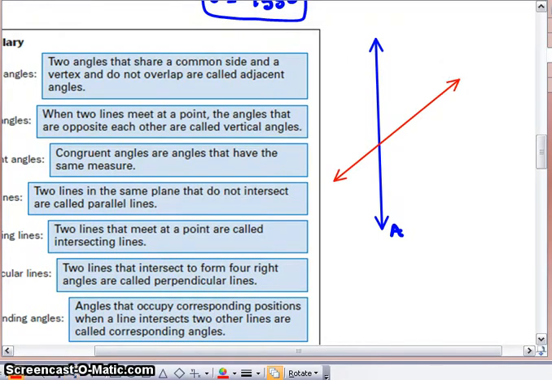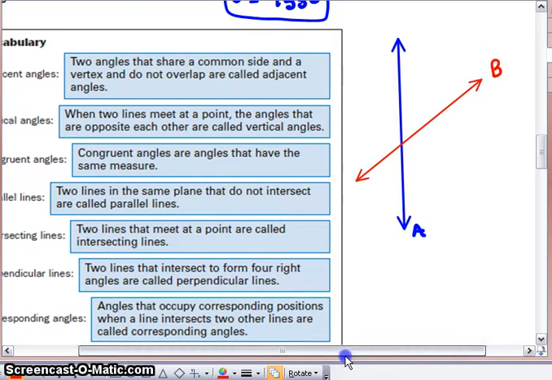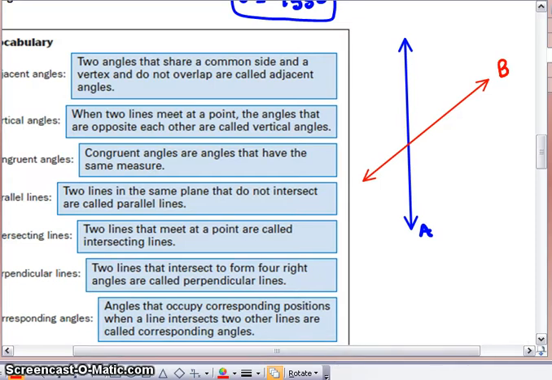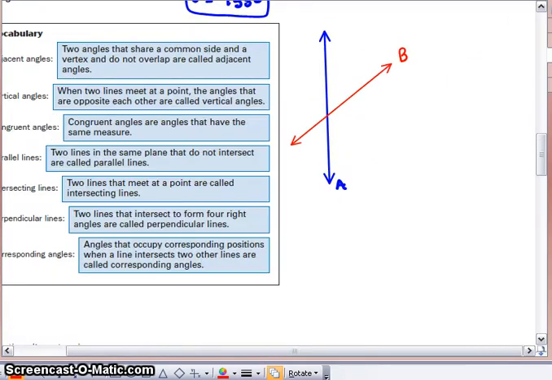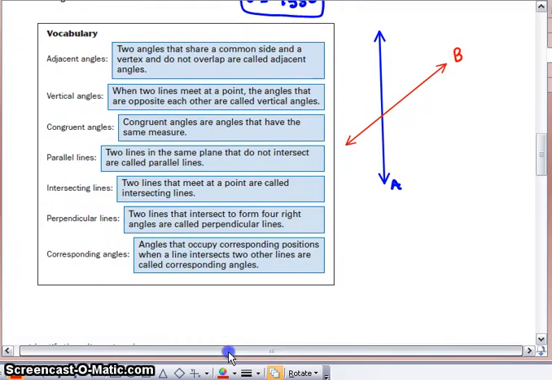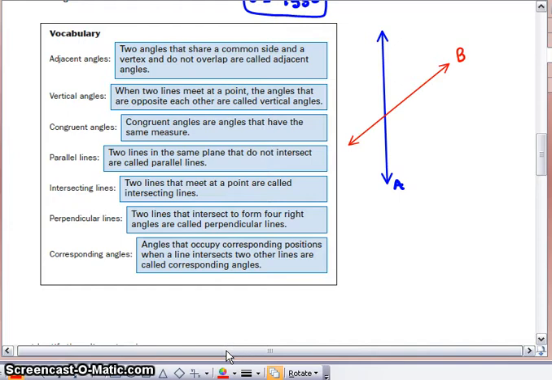And I'm going to call this line line B. Alright, so let's reduce the size of this so we can see the whole thing. Okay, so now I have line A and line B. Alright, I'm going to number my angles 1, 2, 3, and 4. And we're going to start to identify the different types of angles here.